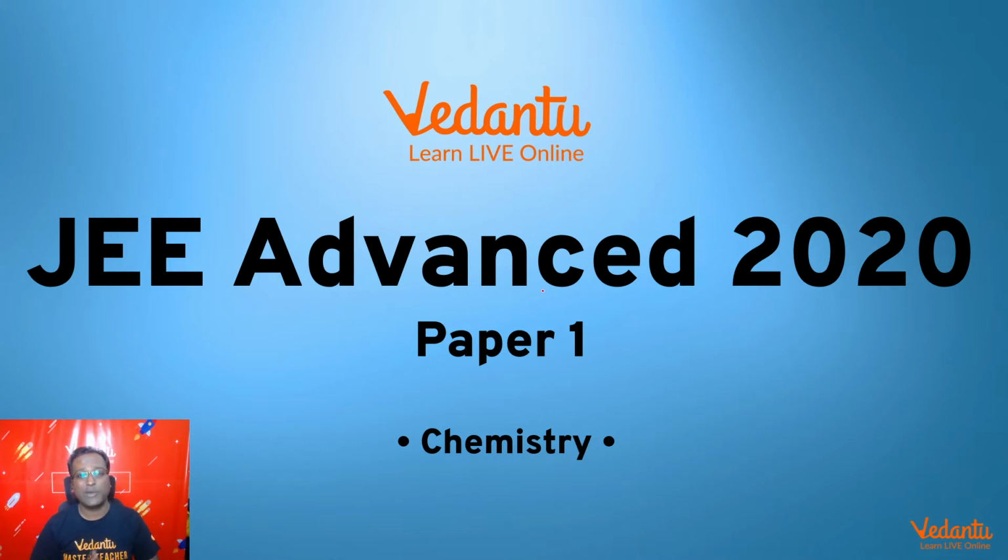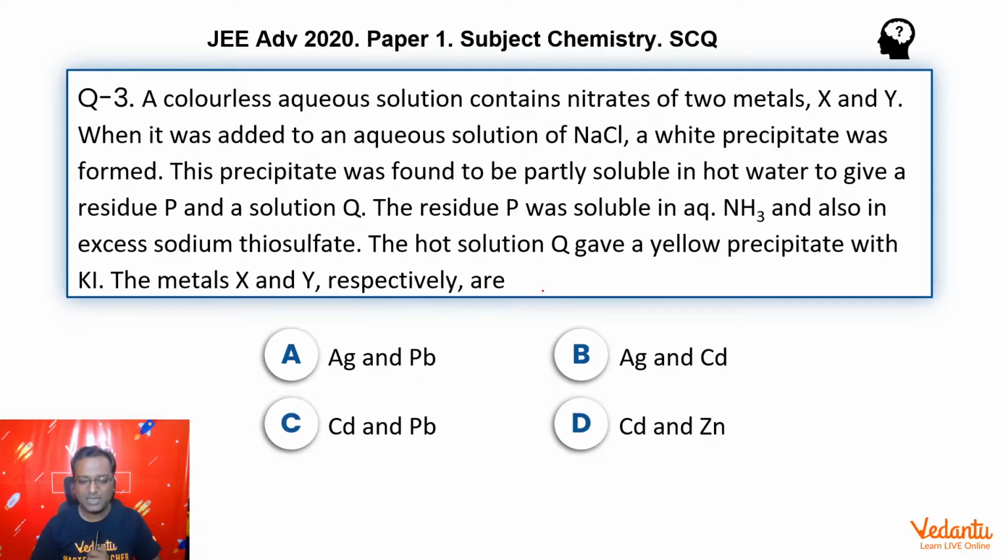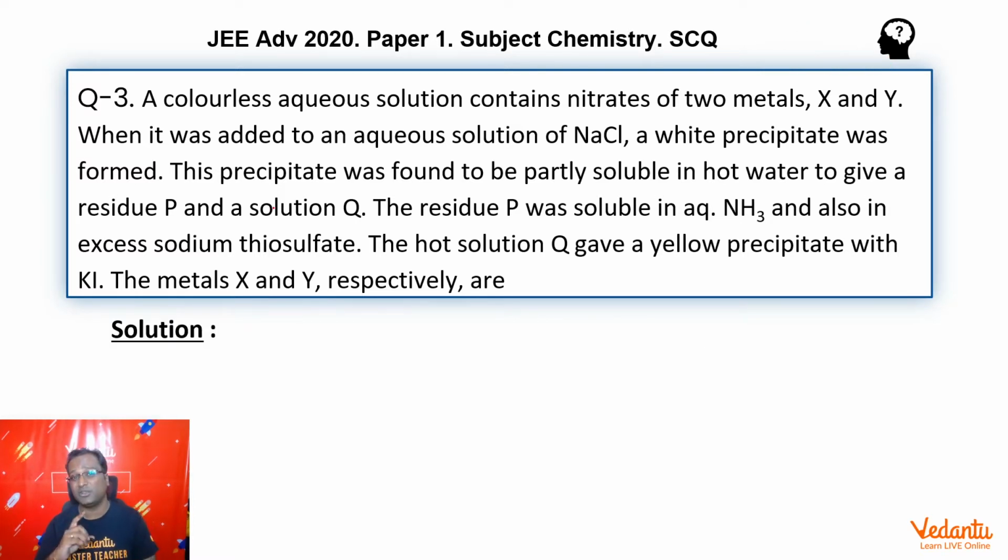JEE Advanced Paper 2020, Paper 1 and question number 3. Now, first of all, this is an SCQ type question, and from the looks of it, this is a question from qualitative analysis. Because options are given about cations, we can say that this is a question about basic radicals. Whenever you see such a question, guys, the most logical way is to draw a reaction map out of the given information. So let's begin with that.